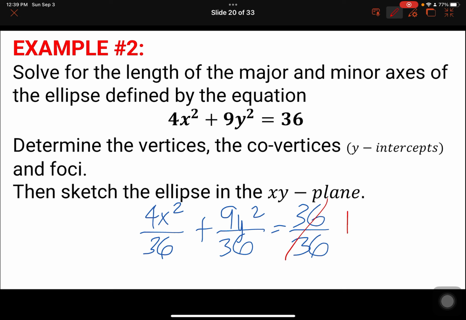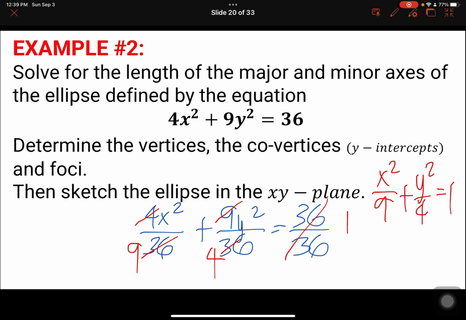9 divided by 36, magiging 4. So, dito ma-cancel to, 4 yung nasa baba. Then dito, 4 divided by 36, magiging 1 over 9. So, 9 yung nasa baba. So, our equation will become x squared over 9 plus y squared over 4 is equal to 1.